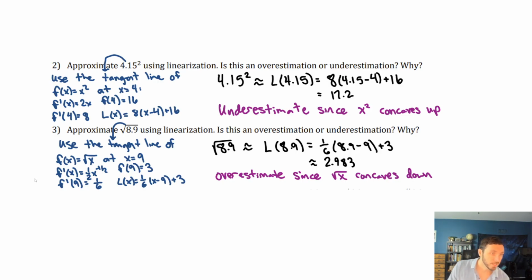So I found the tangent line of the square root of x. I ended up getting this linearization here. And as I plug in 8.9 into this linearization, I get this value. So since it's concaving down, it's going to be an overestimate. The tangent line's above the curve.